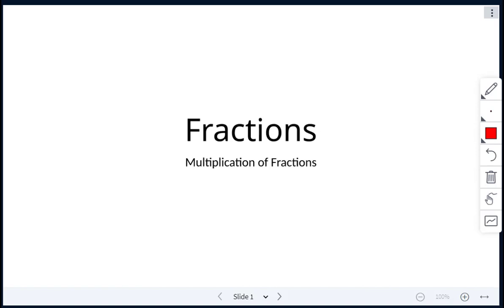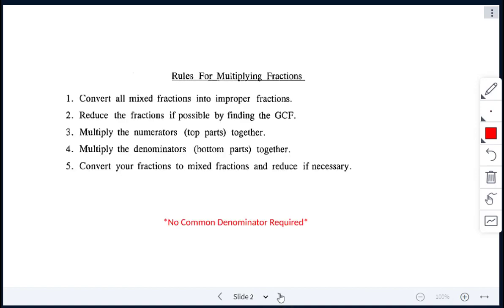Okay, so today's lesson on fractions, we are going to learn how to multiply fractions. So we'll start here by just looking at the rules. Note here at the bottom, we do not need to find a common denominator. Common denominator was only required for adding and subtracting fractions.